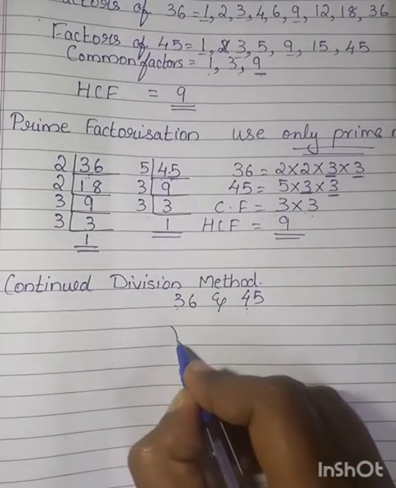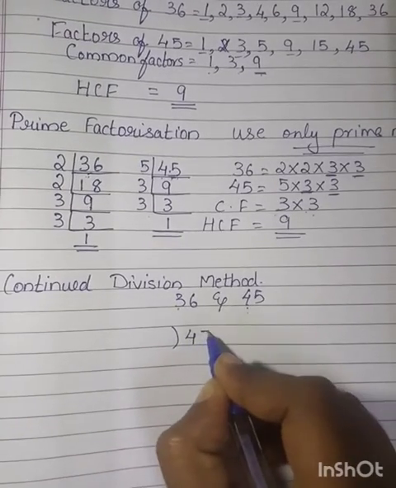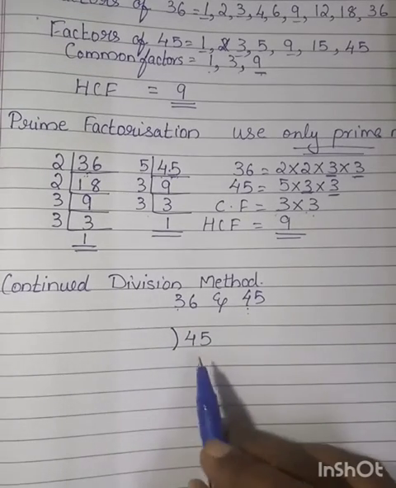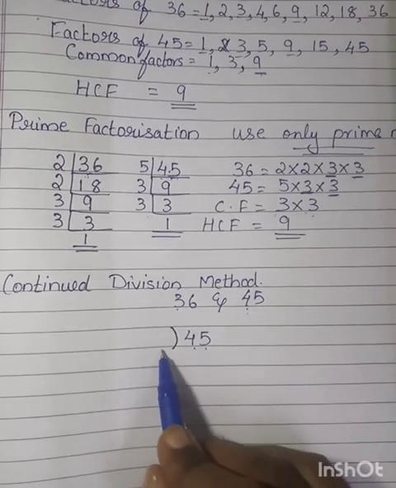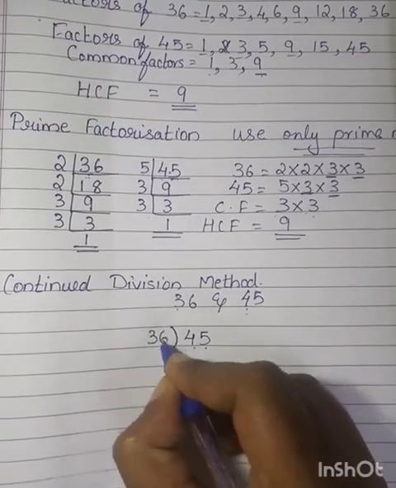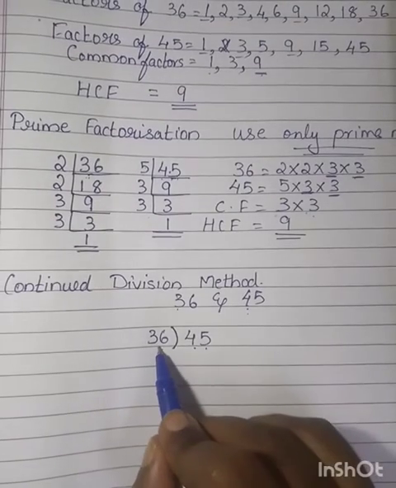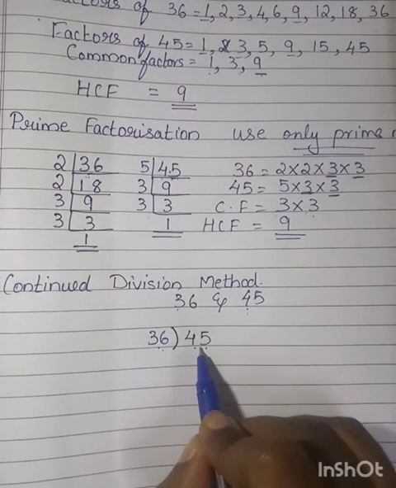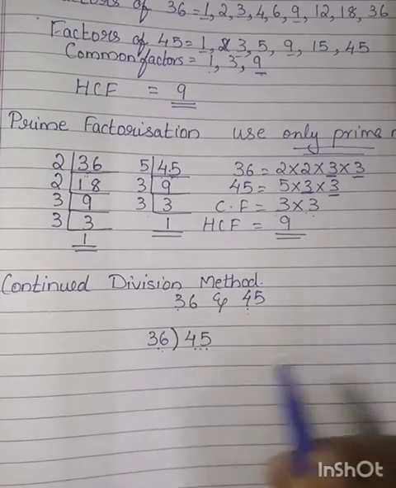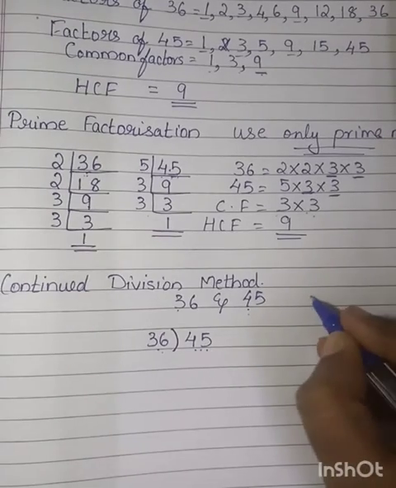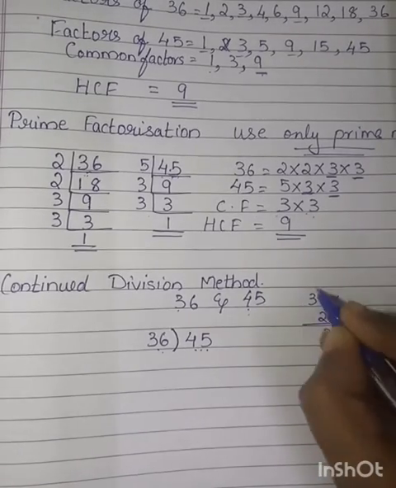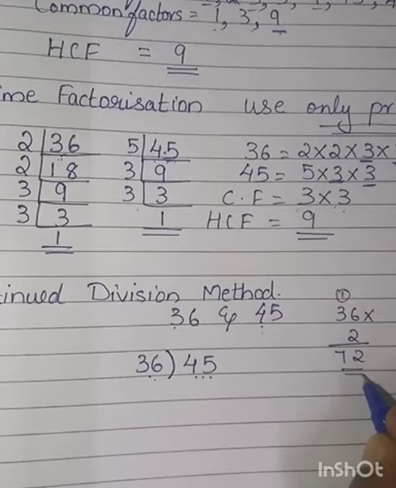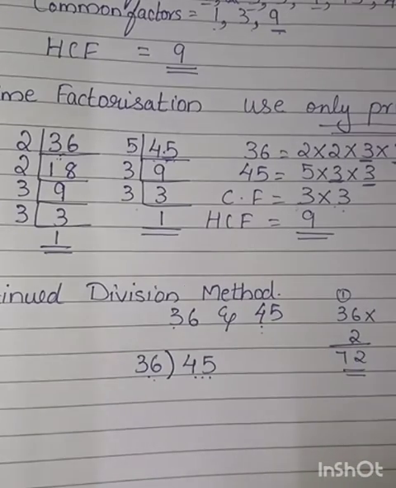So there is a different way of drawing the division house also. You will just draw a curve here, and inside that curve we will write the big number, that is 45, and outside the curve we will write 36. Now you need to check in the 36 table how many times 45 will go. So you know that 36 into 1 is 36 itself. When you multiply 36 into 2, you will get 72 as the answer. So that means we can't take 2, we should go with 1 itself, 36 into 1.